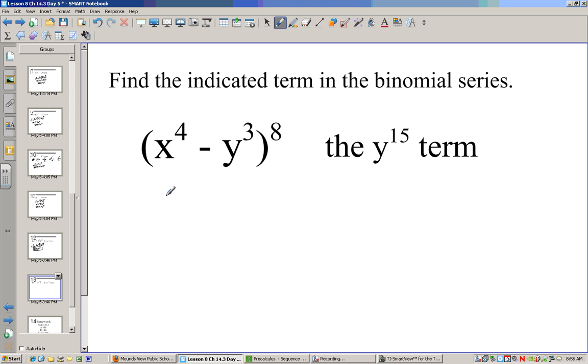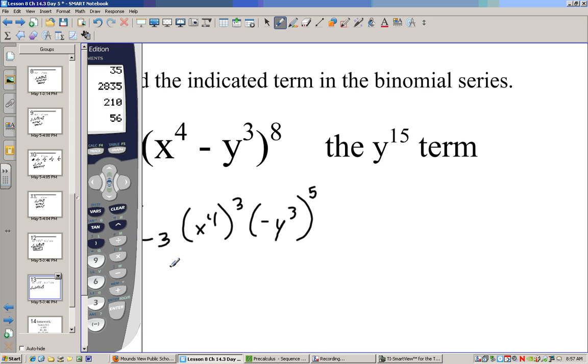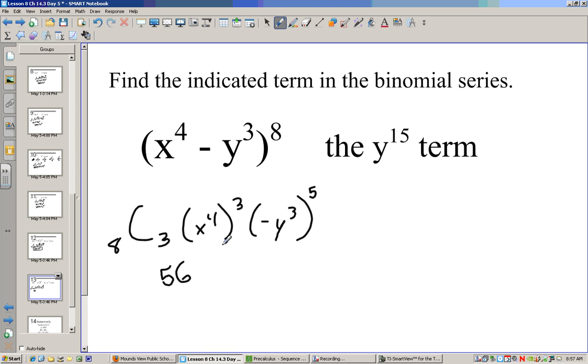You can try this one on your own. We have x to the 4th, negative y to the 3rd. The y to the 15th term would need a 5 there, because multiplying that will give us that value. So if that's 5, 8 minus 5 will give us 3. So 8 choose 3 will give us the coefficient. 56 x to the 12th, y to the 15th, and that negative to the 5th would make it negative out in front.